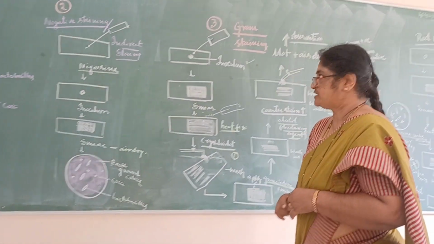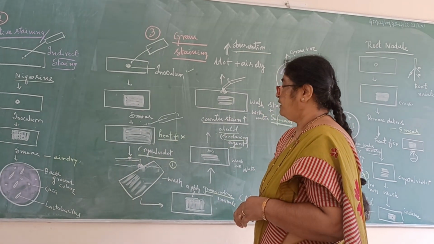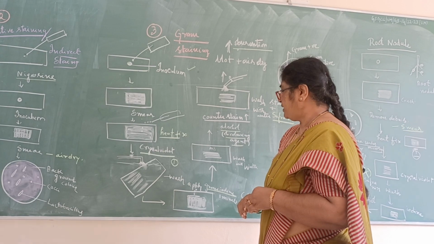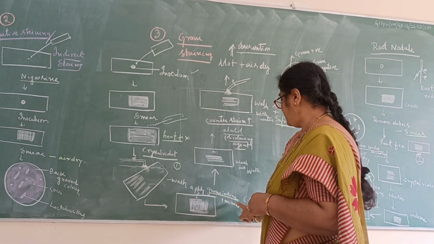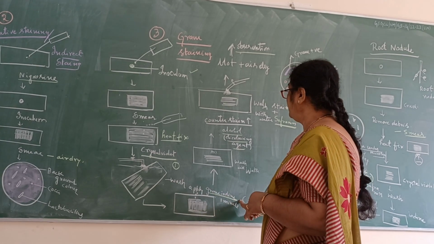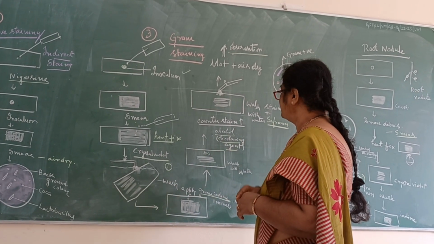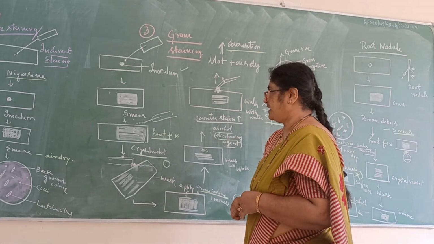The third one is differential staining, or gram staining. We are using three different types of chemicals here. One is the stain crystal violet, the second one is the mordant gram's iodine, and the third one is the counter stain safranin. In between we are using alcohol for decolorizing.